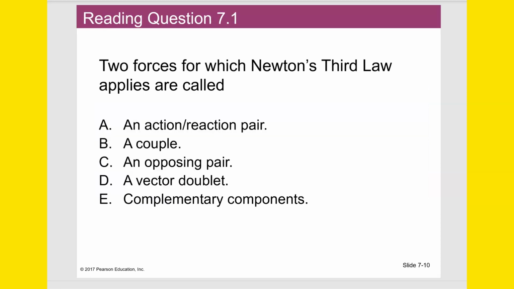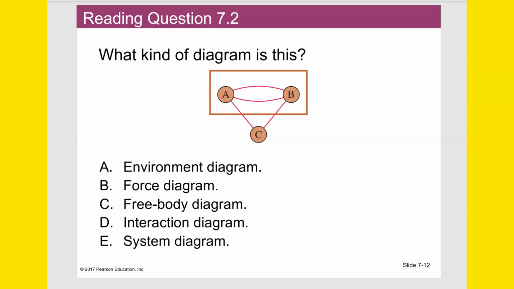Here are some reading questions. Let's see if we can know these without reading. If we can't, it'll tell us what we don't know. Two forces for which Newton's third law applies are, I bet you already know just from the introduction, an action-reaction pair. What kind of a diagram is that? Again, you probably know this from the introduction. We call that an interaction diagram.